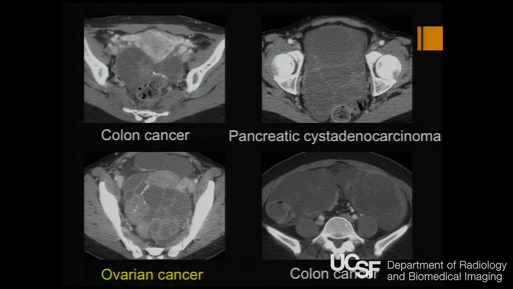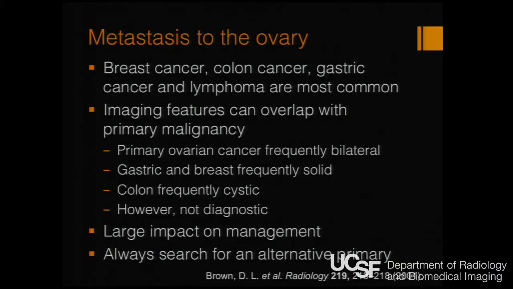So the notion of metastases to the ovary is actually very important. A lot of tumors metastasize to the ovaries, and these imaging features can overlap with primary malignancy. It's not uncommon for primary ovarian cancer to be bilateral. That doesn't really help. And basically, they can look solid and cystic, particularly when they come from colon cancer, and colon cancer is a very common malignancy.